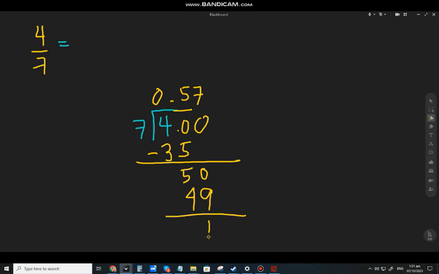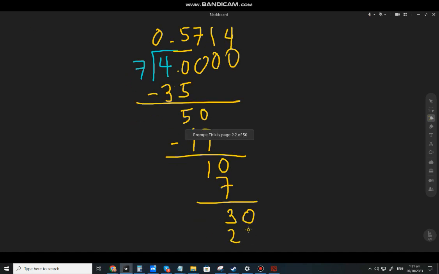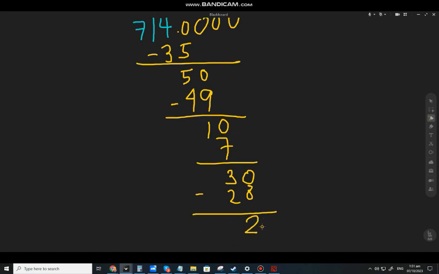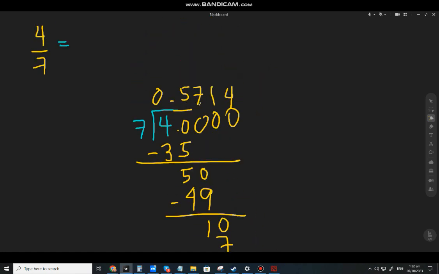And that's 1, right? So add another 0. How many 7s are there in 10? There's 1. 1 times 7 is 7. So that will be 3. So add another 0. How many 7s are there in 30? It's 4. 4 times 7 is 28. So 30 minus 28, that will be 2. And yeah, remainder 2. But we will only get up to 4 decimal places.